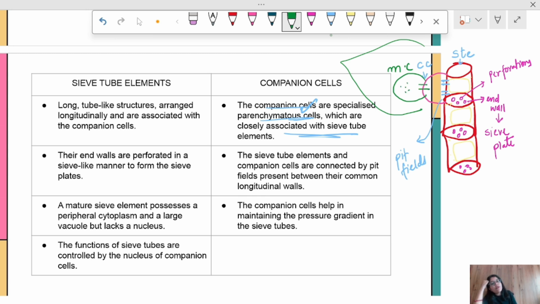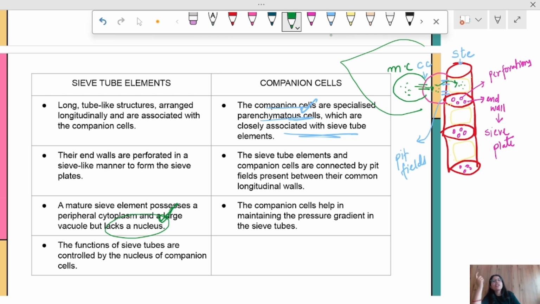The food which is formed here will go into the companion cell, and the companion cell will deliver this food into the sieve tube element. Please remember, sieve tube element at maturity does not have its own nucleus. It will lose the nucleus also. It has a peripheral cytoplasm devoid of any nucleus. Like the human red blood cell, we don't have a nucleus in the sieve tube element also, right?